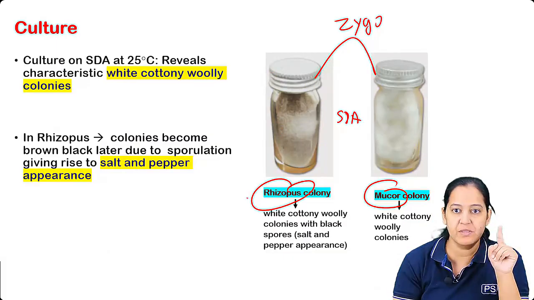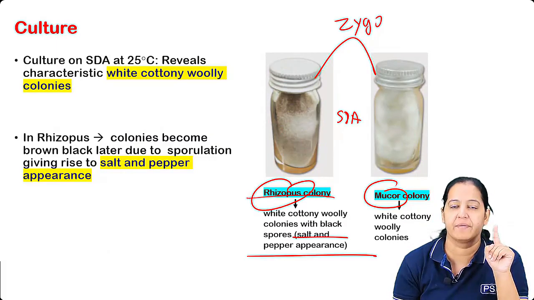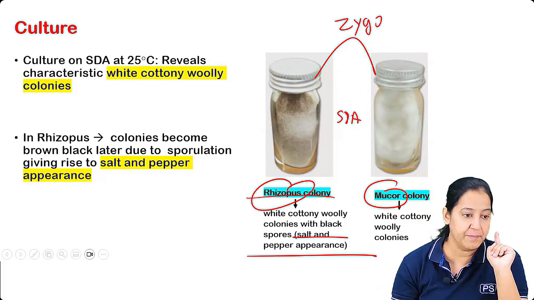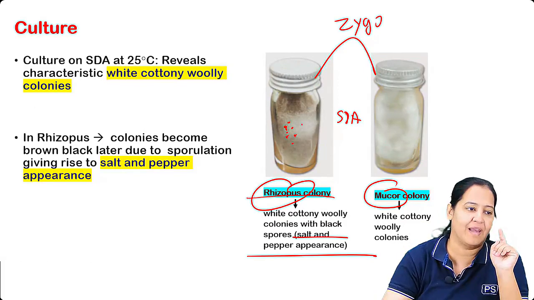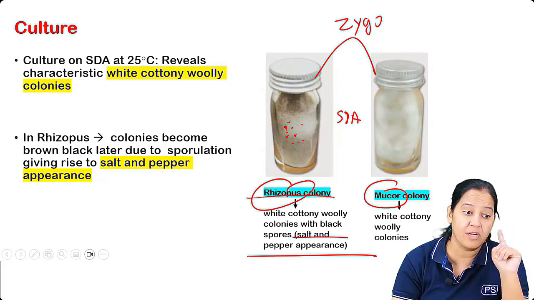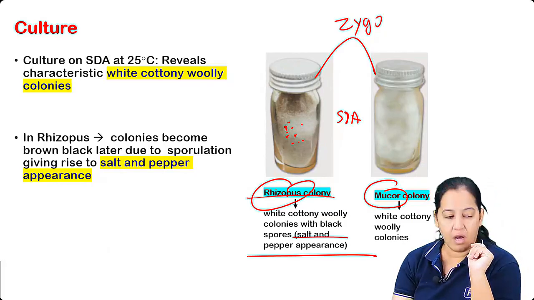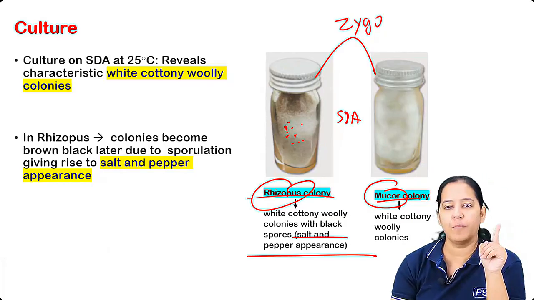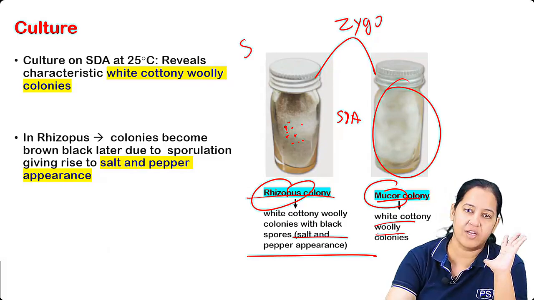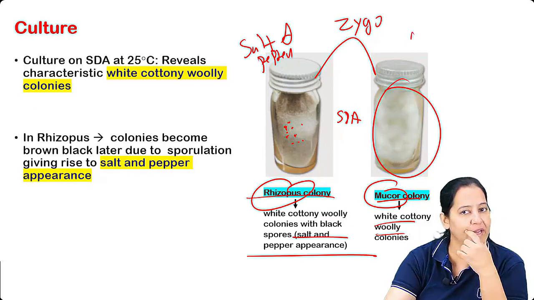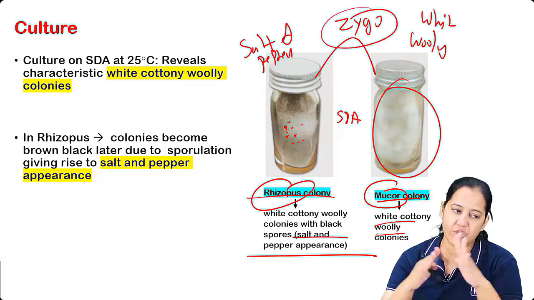Rhizopus will show a salt and pepper appearance. Have you ever mixed salt and black pepper? White, black: the appearance is white and black like that. Salt and pepper appearance. Learn this word. And Mucor has white woolly colonies, only white woolly. So here salt and pepper appearance, and here woolly, white woolly colonies. Based on this you can differentiate the two.